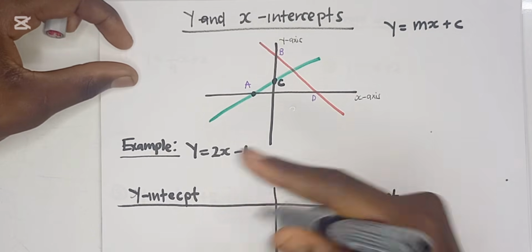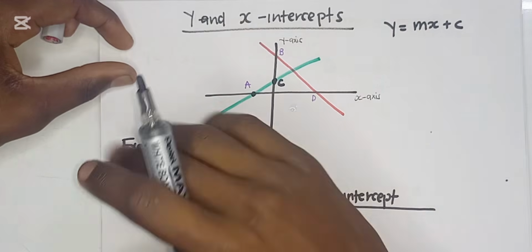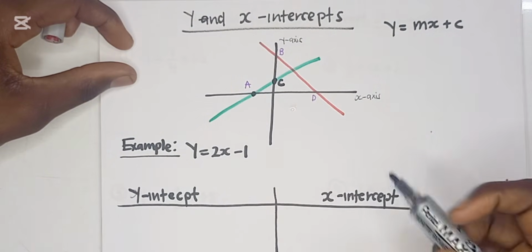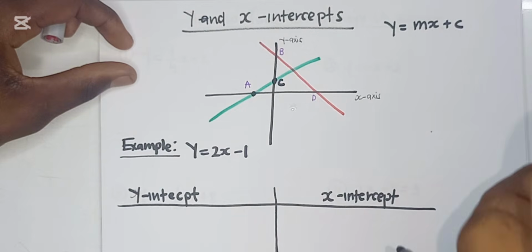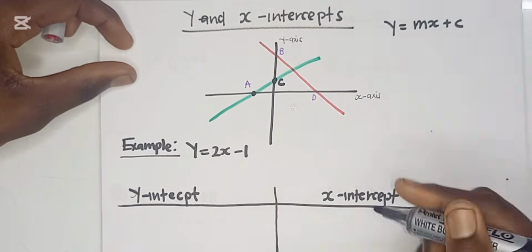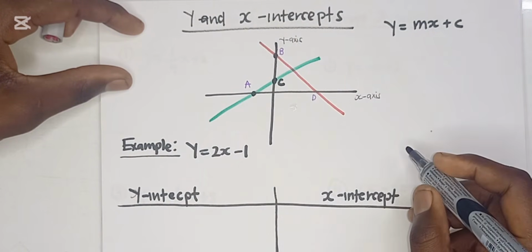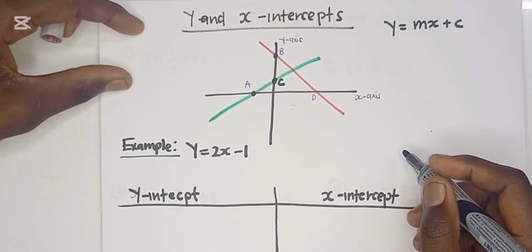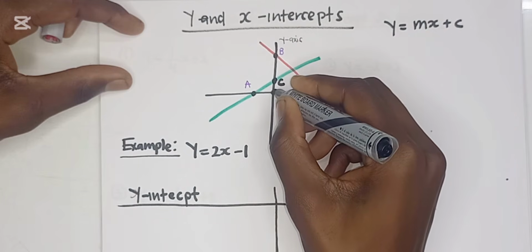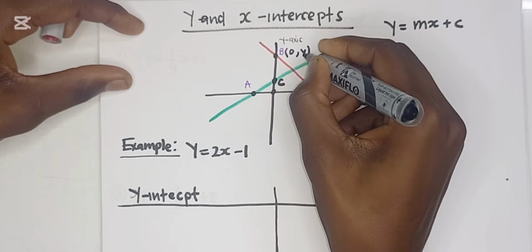I also want you to understand how to find these two things. Before that, understand that the x-intercept and the y-intercept already have one coordinate without finding the remaining one. Just look at point B here. What is the x value of point B? The x value of point B is 0, because it lies on the y-axis. So point B is (0, y), and we don't know the y.